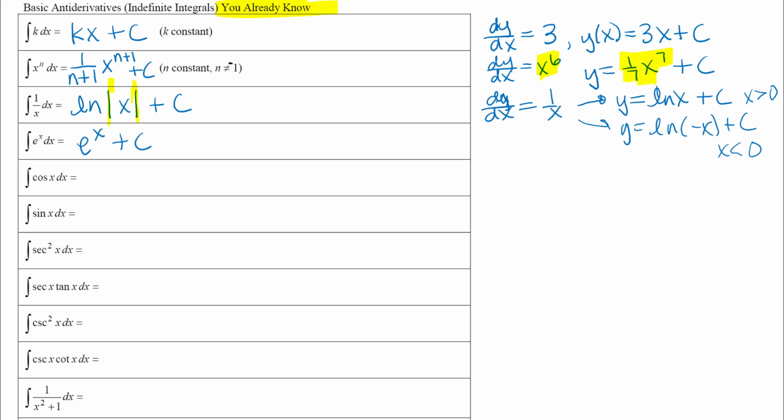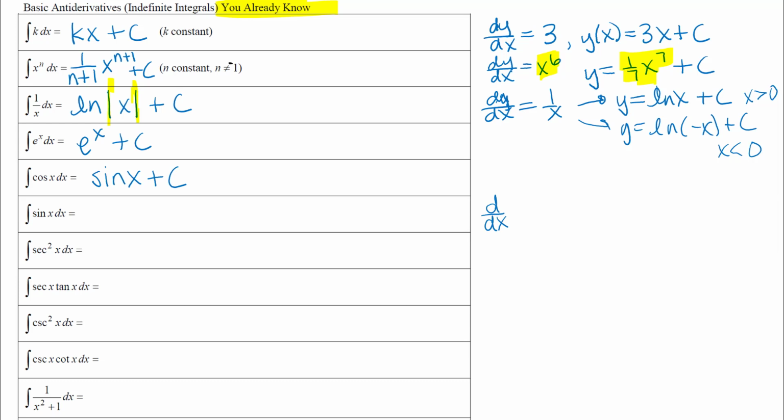All right, and then we got a bunch of trig ones. So if we think through our trig derivatives, I know the derivative of sine is cosine. So the antiderivative of cosine will be sine. The reason that works is if I differentiate the sine function, I get the cosine function.